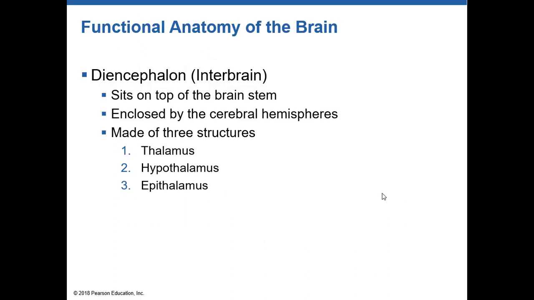Let's focus on our diencephalon first. Sometimes you might hear people refer to this as the interbrain. It actually sits on top of the brainstem, and it's enclosed by your cerebral hemispheres, which means if you're just looking at a whole brain, the structure you're not able to see. It is made up of three structures: your thalamus, your hypothalamus, and your epithalamus.